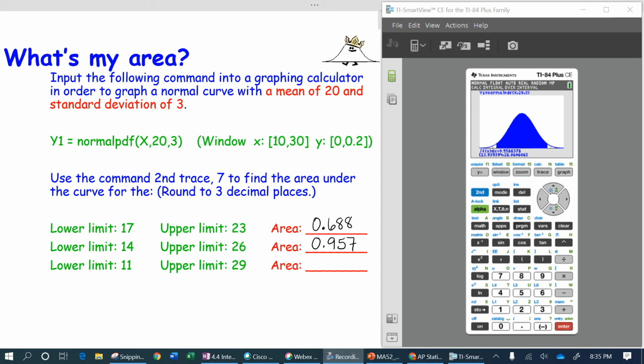Try the third one on your own. So go ahead and push pause, and then when you're done, push play, and let's see if you're right. So here we have a lower limit of 11, and we have an upper limit of 29. And here we see that our area is 0.9950.